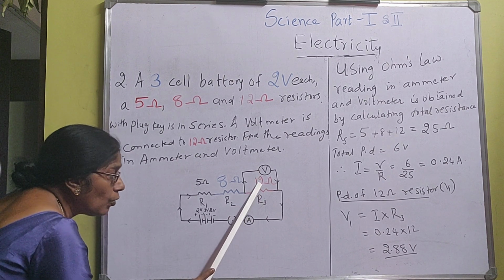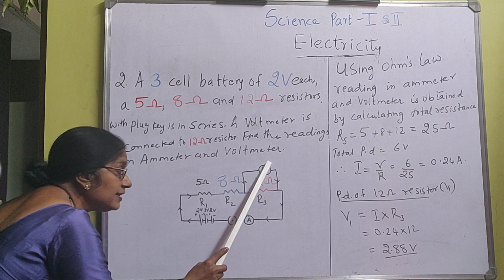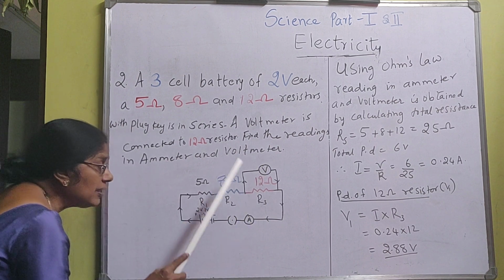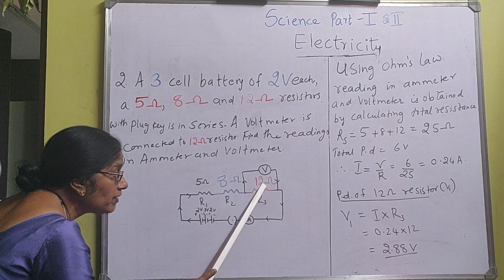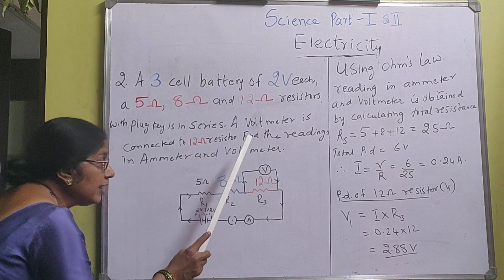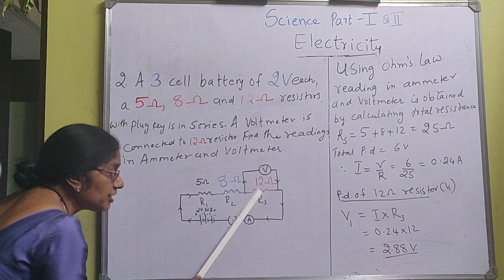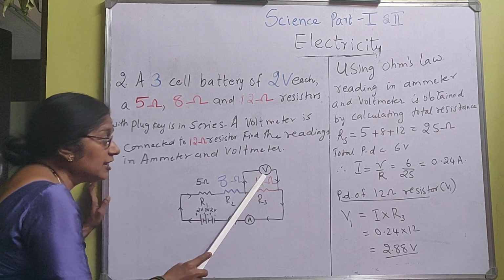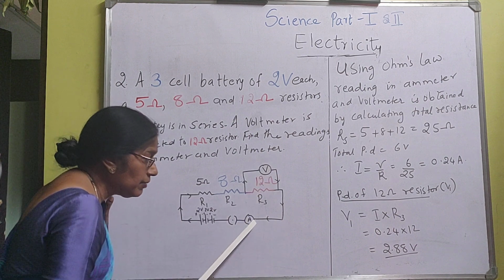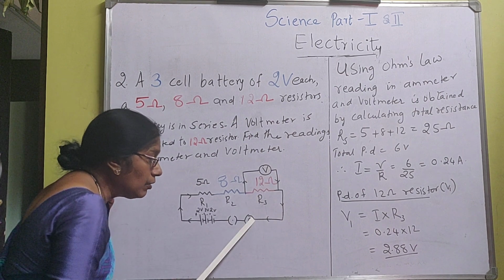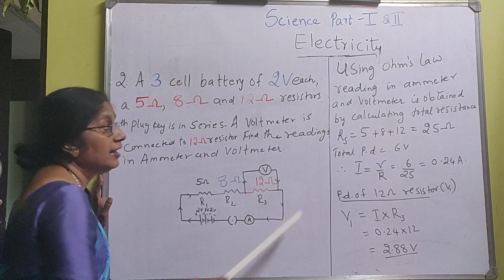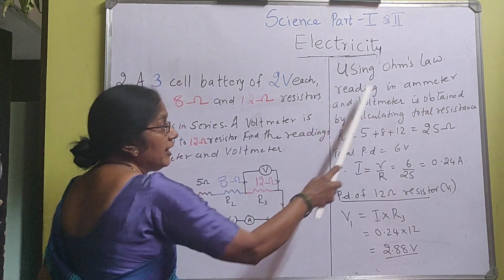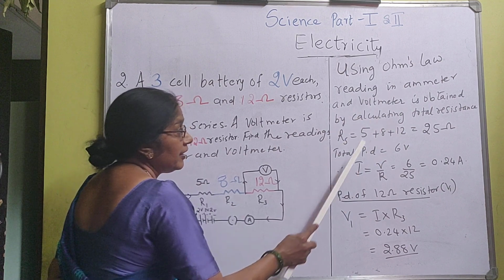When the 12 ohm is connected with the voltmeter and with the ammeter, what will be the reading only for the 12 ohm resistor? What will be the reading in voltmeter and what will be the reading in ammeter? That means how much will be the potential difference for 12 ohm and how much will be the current flowing in the 12 ohm resistor? That we have to calculate. So we are going to use Ohm's law to find out the reading in ammeter and voltmeter.